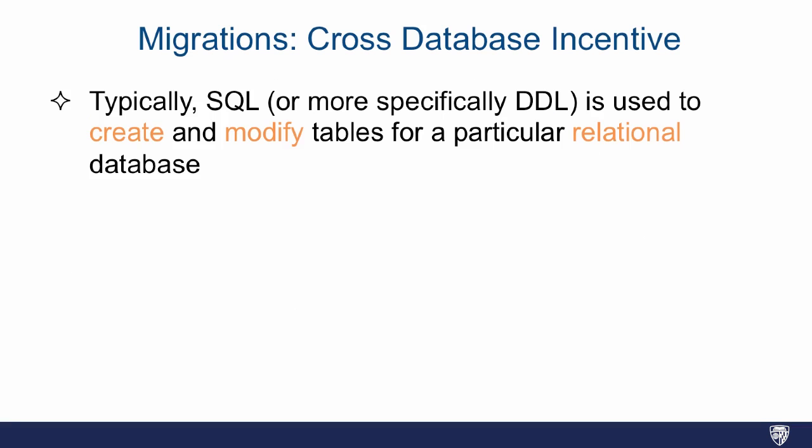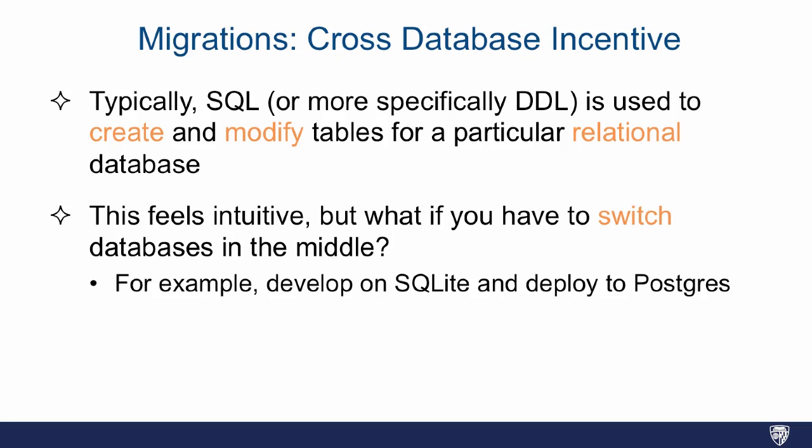The other issue with SQL in general is that typically SQL is used to create and modify tables for a particular relational database. So the dialect is going to be somewhat different, and it seems intuitive to actually use a specific dialect of a database that you're working with. But what happens if you want to switch database engines in the middle? So for example, you want to start developing in SQLite and then eventually deploy your application to Postgres, or maybe be working with MySQL and then switch to Postgres, or the other way around.